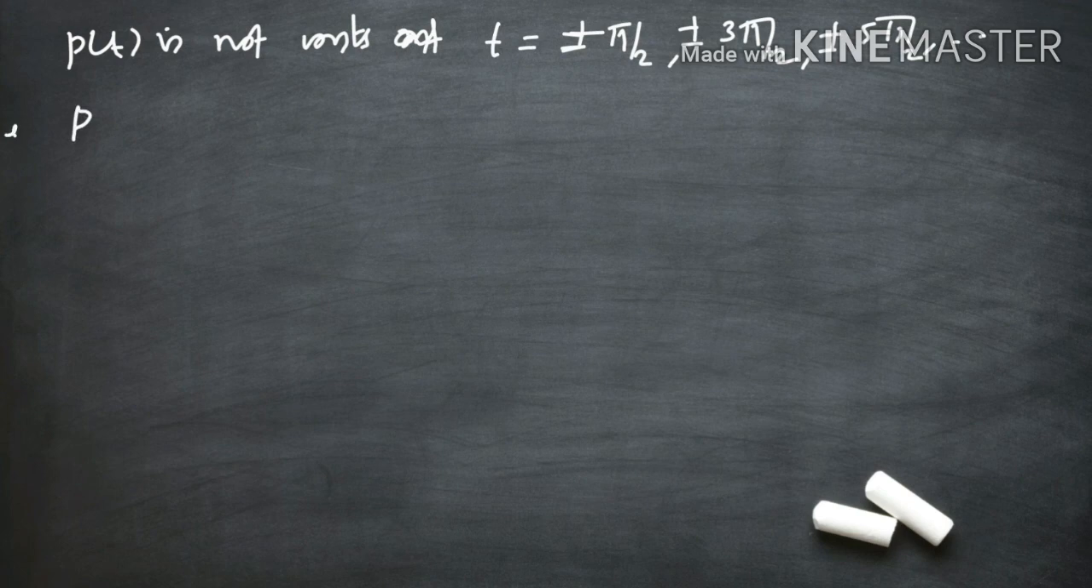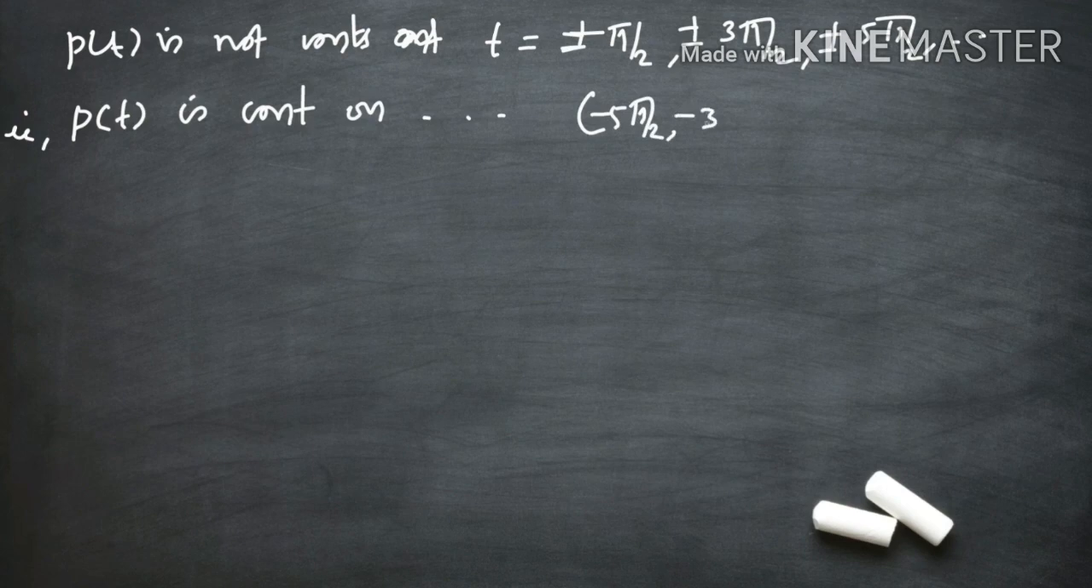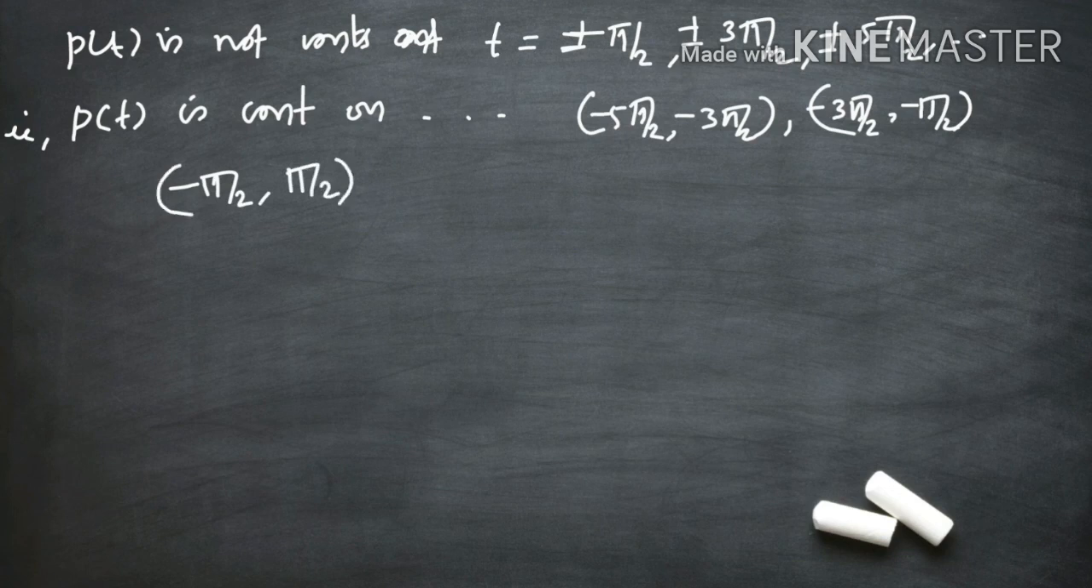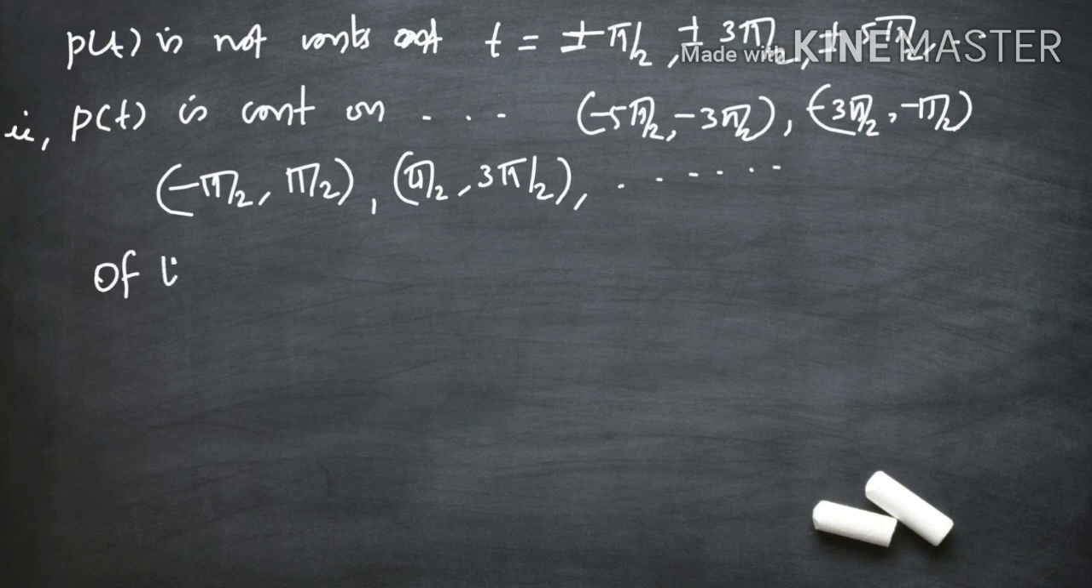Or we can say that p of t is continuous on the intervals minus 5 pi by 2 to minus 3 pi by 2, then minus 3 pi by 2 to minus pi by 2, then minus pi by 2 to pi by 2, then pi by 2 to 3 pi by 2, and so on. Of these, pi by 2 to 3 pi by 2 contains, now consider our initial condition.